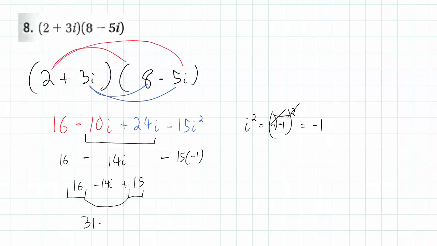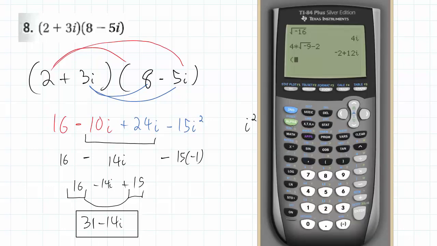But why not just run this in your calculator? And actually, I'll make a little mistake here. I write negative 14i. That's supposed to be a positive 14i. But good thing I have my calculator to check, because I made a mistake, even though I know how to do it. It's supposed to be 31 plus 14i.